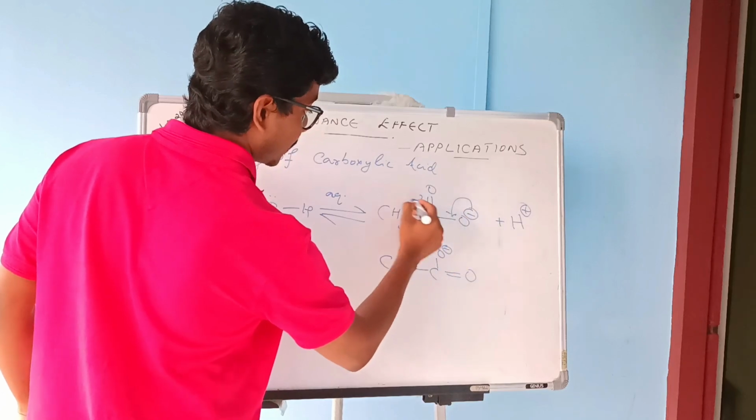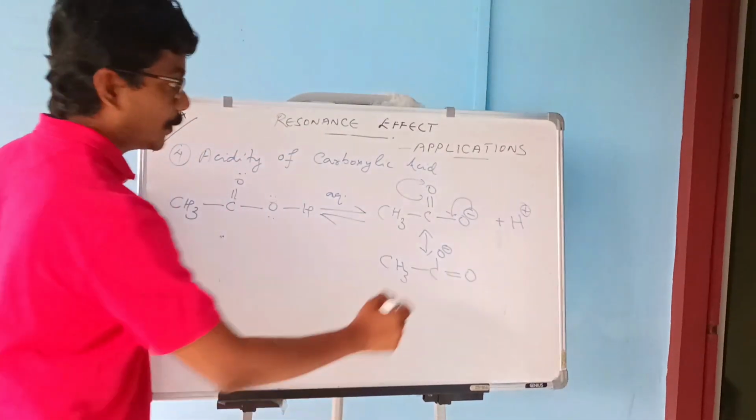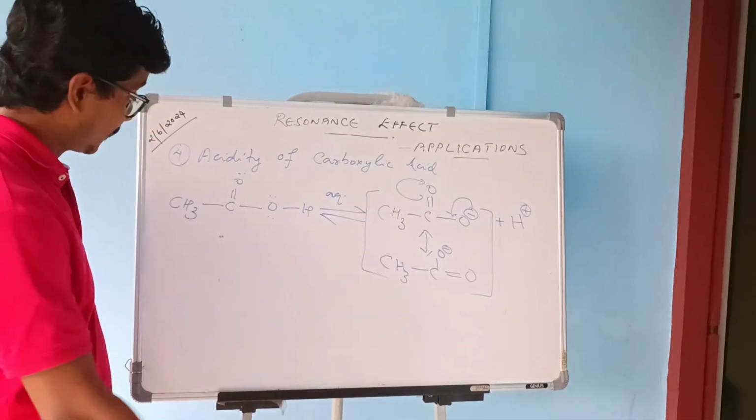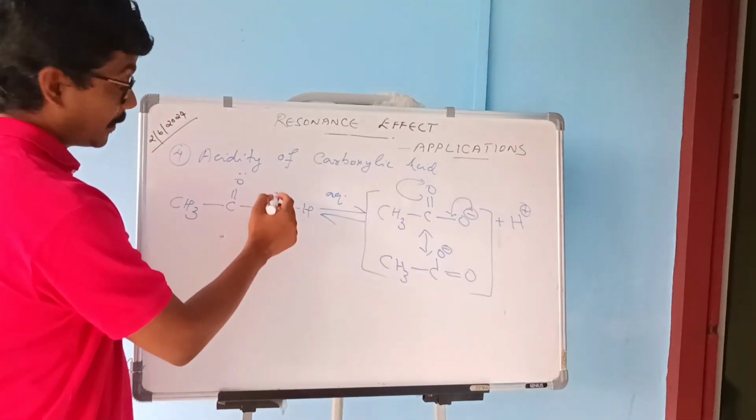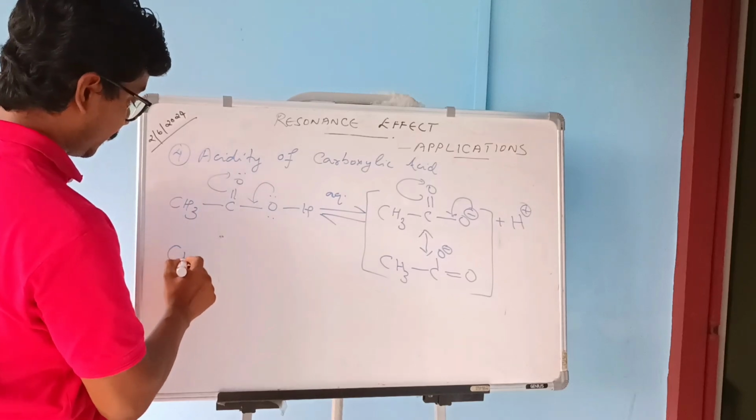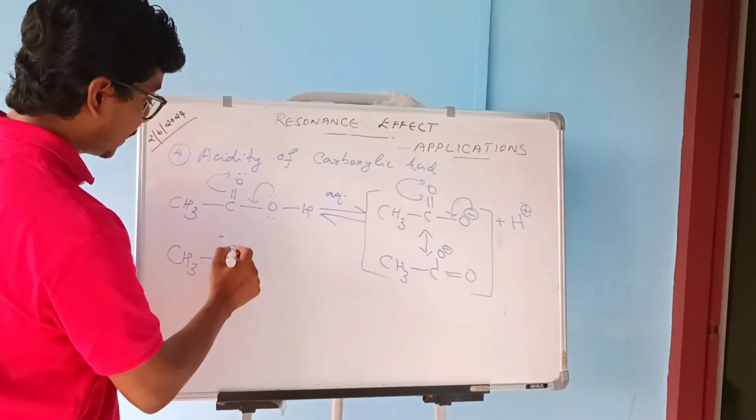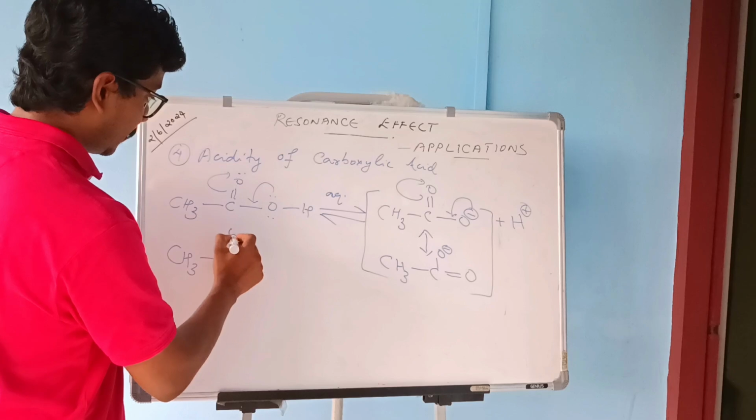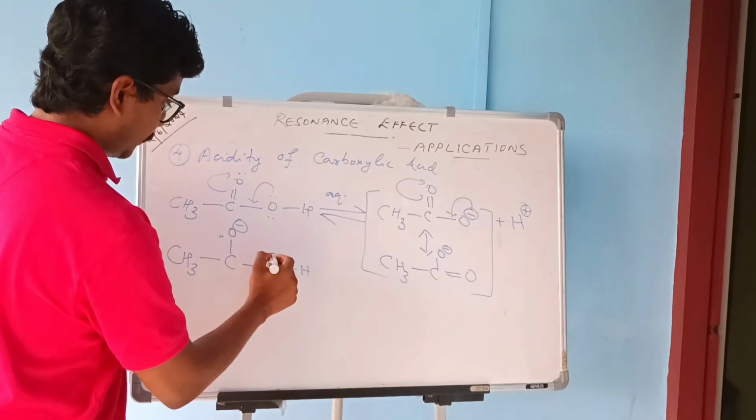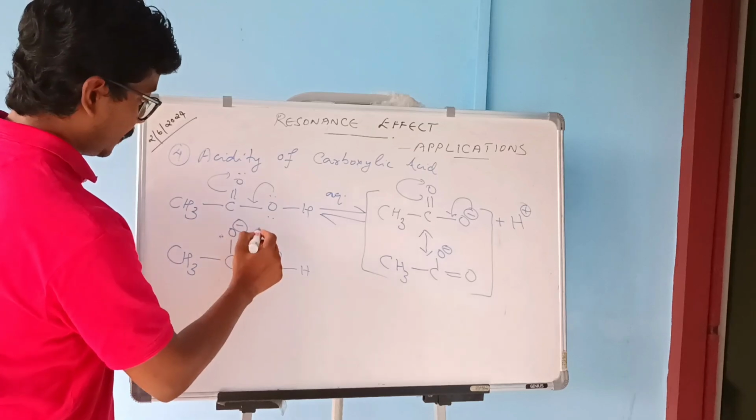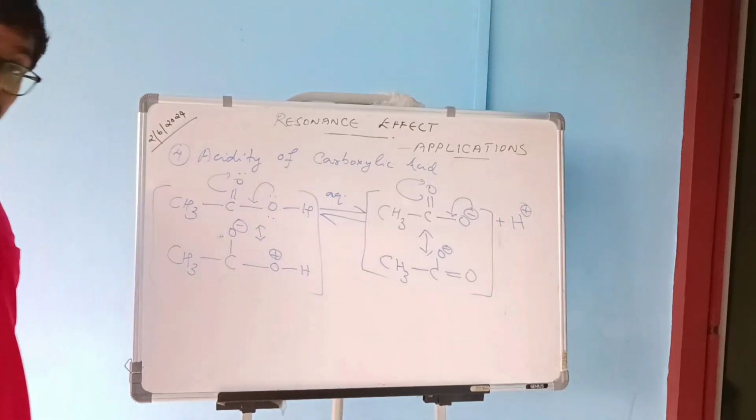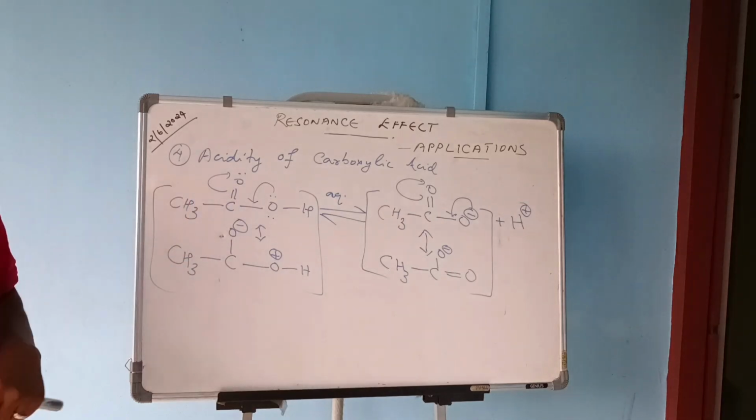This will come to here, this will go to here. So this carboxylate anion is resonance stabilized. Similarly, what is going to happen here? This will come to here, this will go to here. So the carboxylic acid group also has minus and plus charges. So the carboxylic acid also goes through the resonance phenomenon.